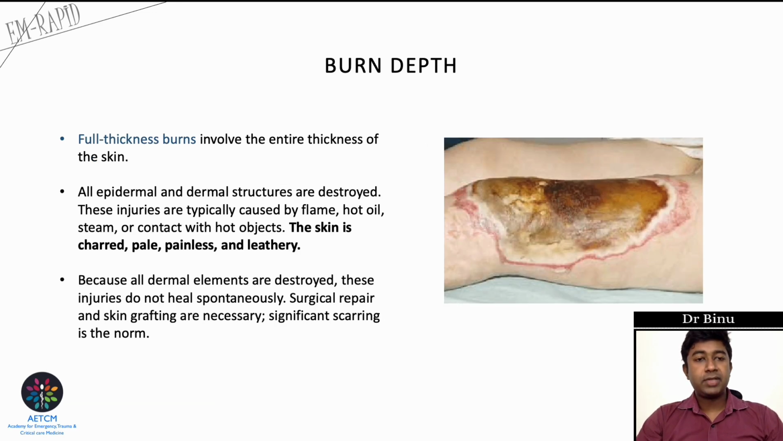And next, we have the full thickness burns, which involve the entire thickness of the skin. All epidermal and dermal structures are destroyed, and these injuries are typically caused by flame, hot oil, steam, or contact with any hot object. The skin is charred, pale, painless, and leathery. Because all dermal elements are destroyed, this injury does not heal spontaneously. Surgical repair and skin grafting are necessary, and significant scarring is the norm.